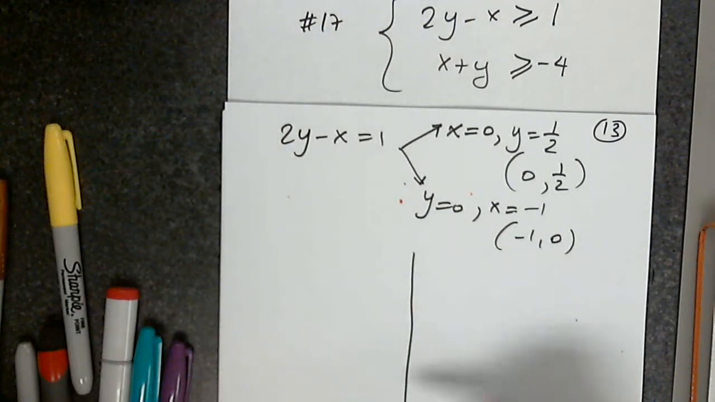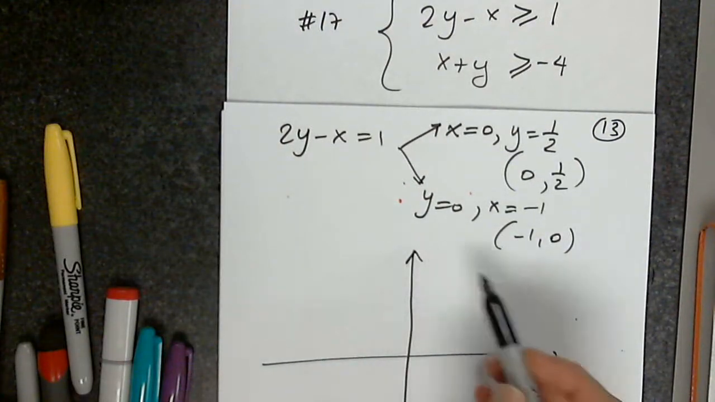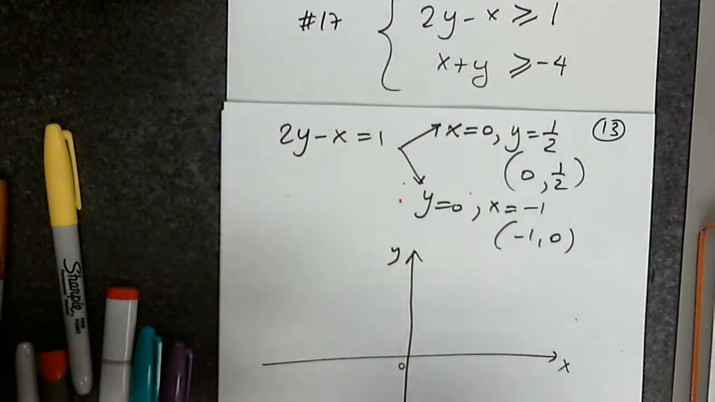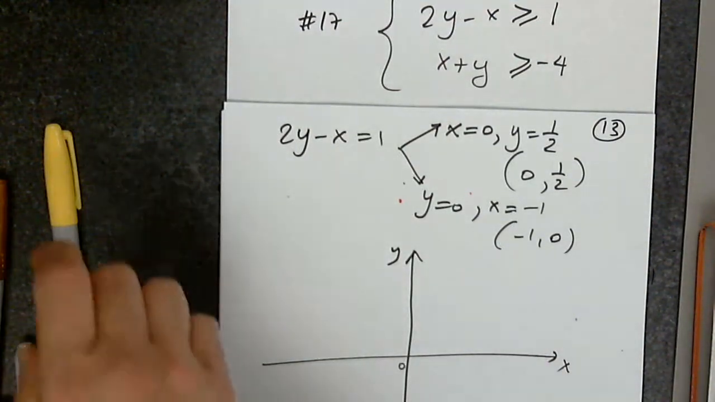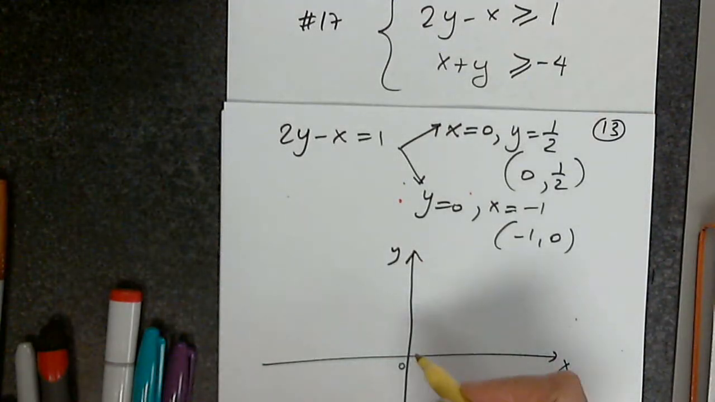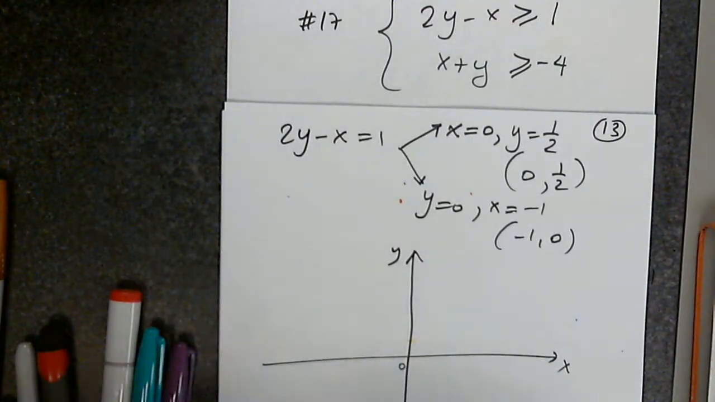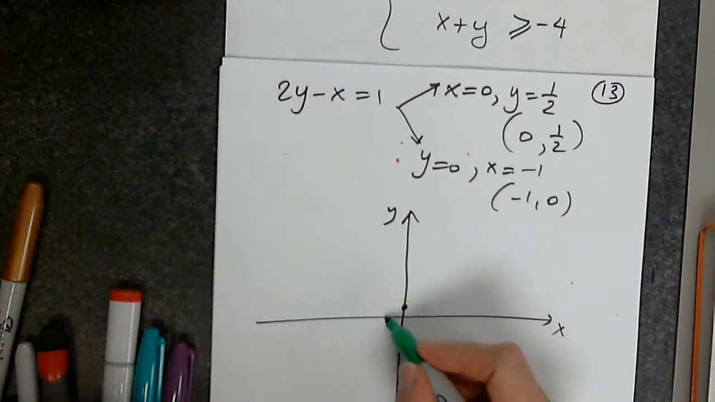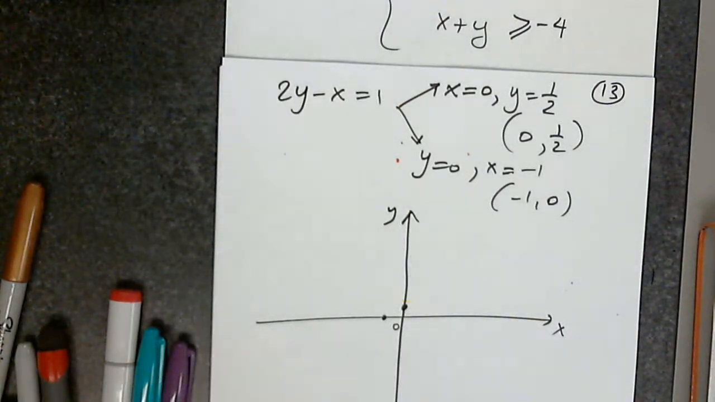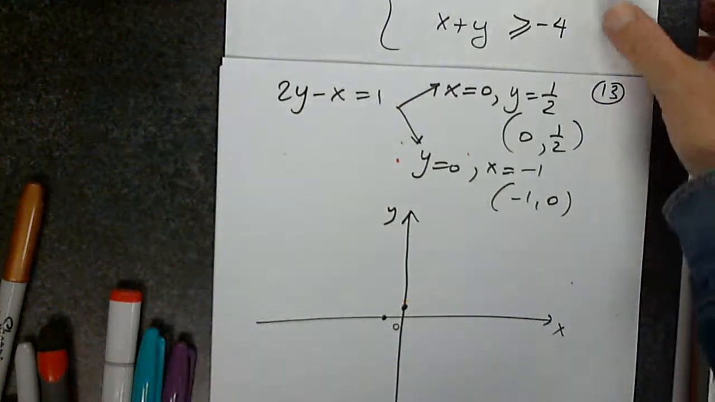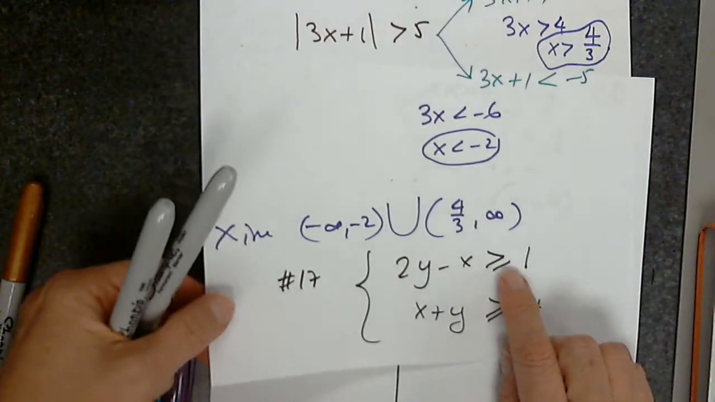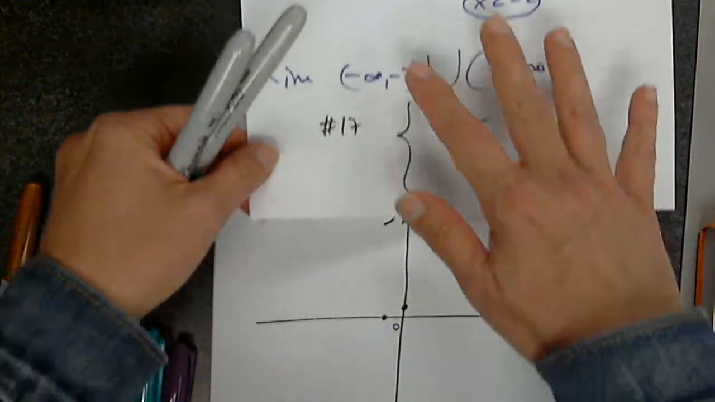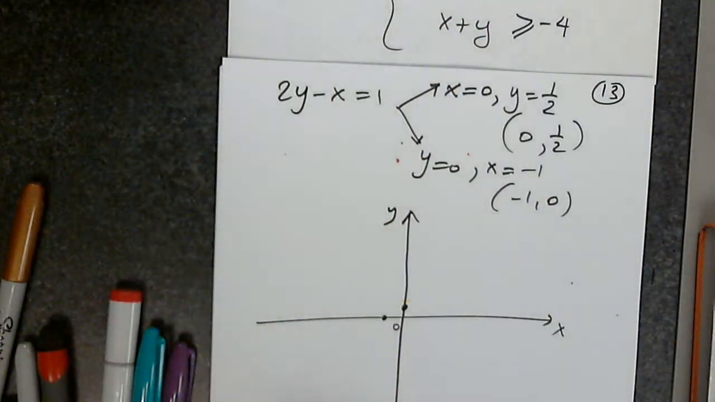So we are ready to graph now this line. This is not the inequality. This is just a line. So 0, 1/2. Oops, that's not good. 0, 1/2 is here. And -1, 0 is here. Now I have to stop for a moment and go back to the inequality and see if it has the equal symbol. Does it have the equal symbol? Which means that the line will be solid or not. Solid.